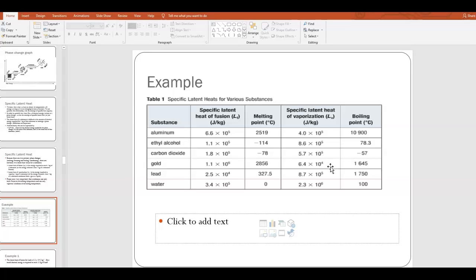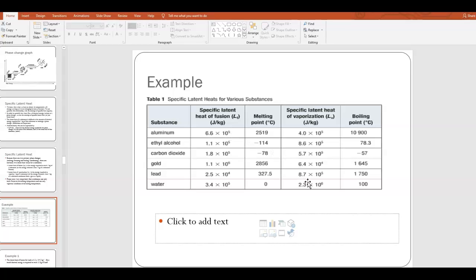The other thing I want you to notice, and this is not always true, but typically speaking, you'll see that the latent heat of vaporization is a bigger number than the latent heat of fusion.